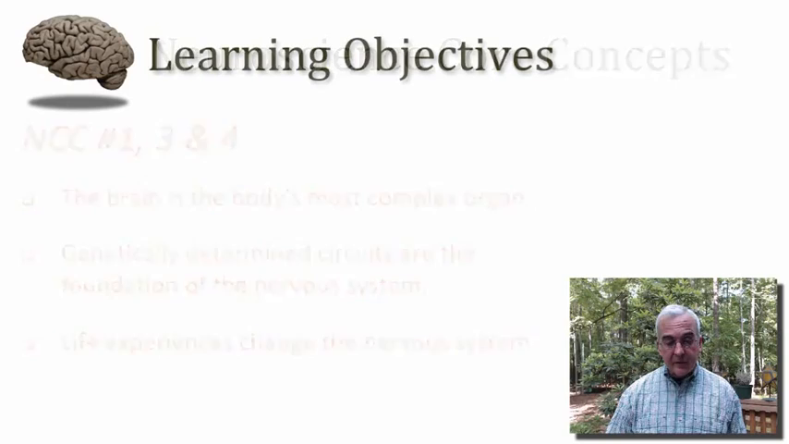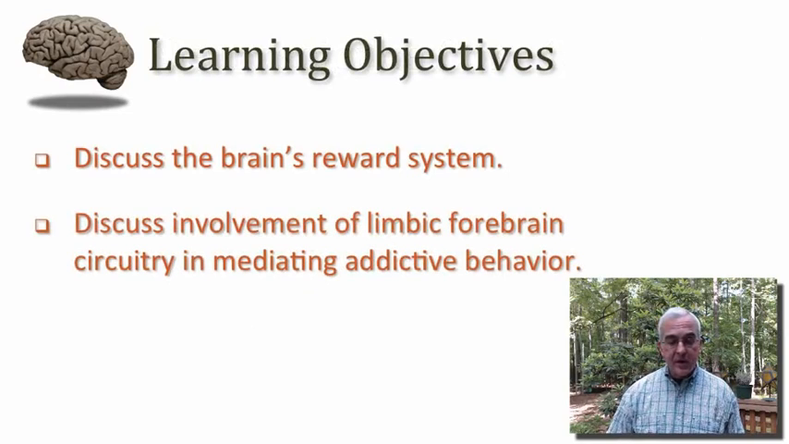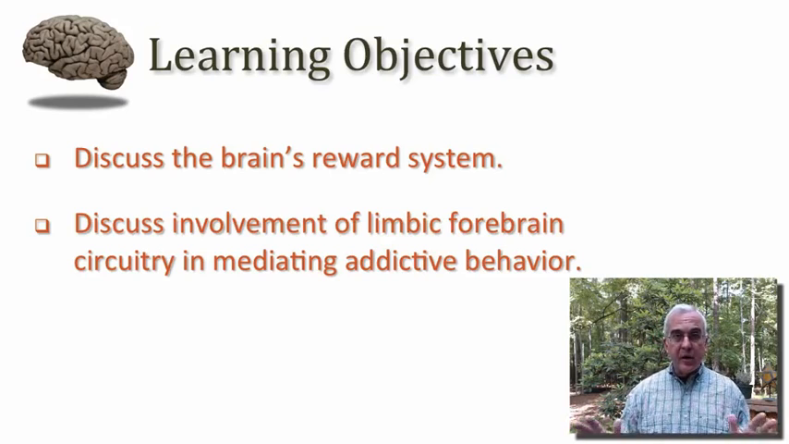So my learning objectives for you in this tutorial are first to be able to discuss the brain's reward system, and next to discuss the involvement of the limbic forebrain in mediating addictive behavior. Now, as we get into this topic, it will be clear that one very important brain system that is germane for understanding addiction is, in fact, a component of a brain system that we've already spent a fair bit of time wrestling with, and that is the basal ganglia.